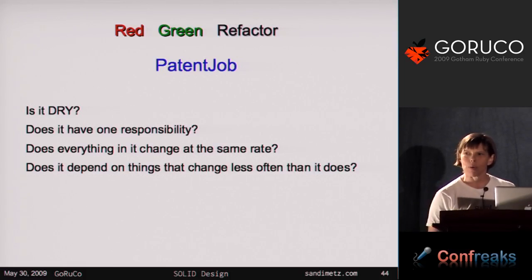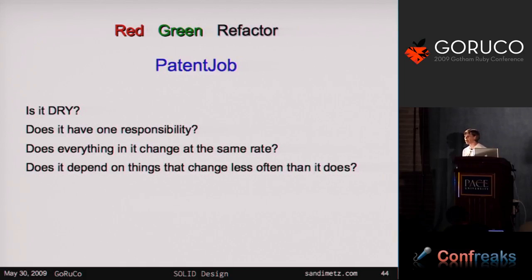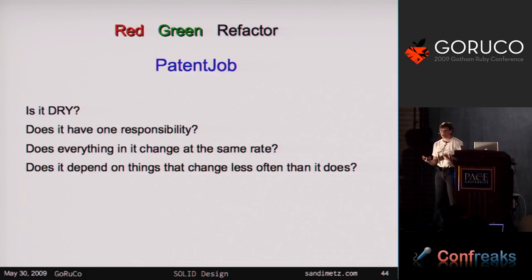I'm going to suggest to you that you ask yourself a few more questions at this point. I want to know whether the class has just one responsibility. I want to know whether everything in the class changes at the same rate. And I want to know whether the class depends on things that change less than it does. So ask these 4 questions every time you reach the green refactor point. The correct answer is yes to every one of them. And if you find that the answer is no, you should go change something in your code.